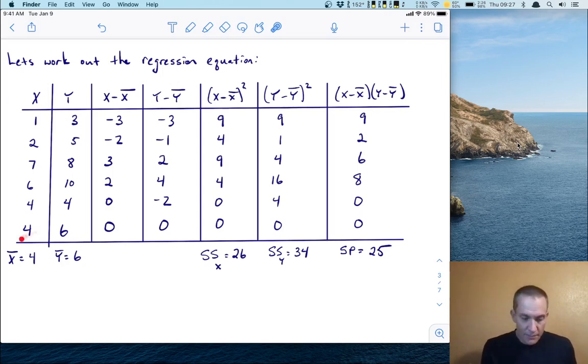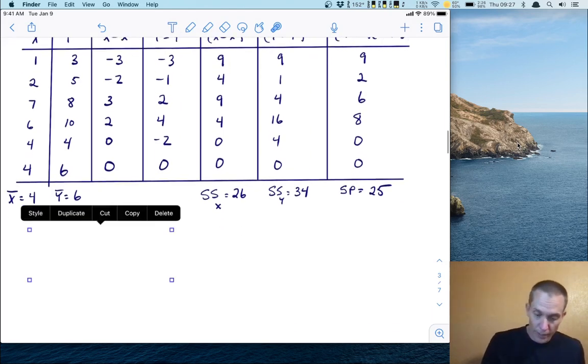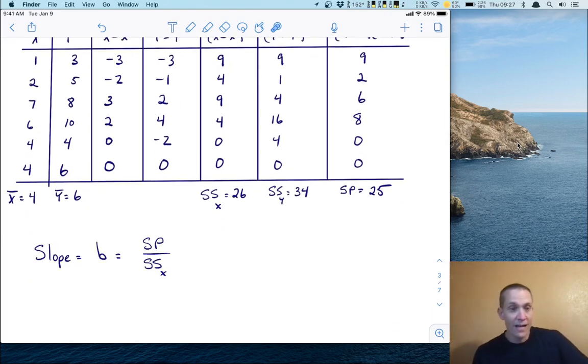So these are the raw materials that we need to work out the regression equation. We've got the means, we've got the sum of squares, and we've got the sum of products. Now, once we've done this, we can simply work out the details of the equation. First of all, let's find the slope. We find the slope first. Remember, it is the sum of products divided by the sum of squares for X.